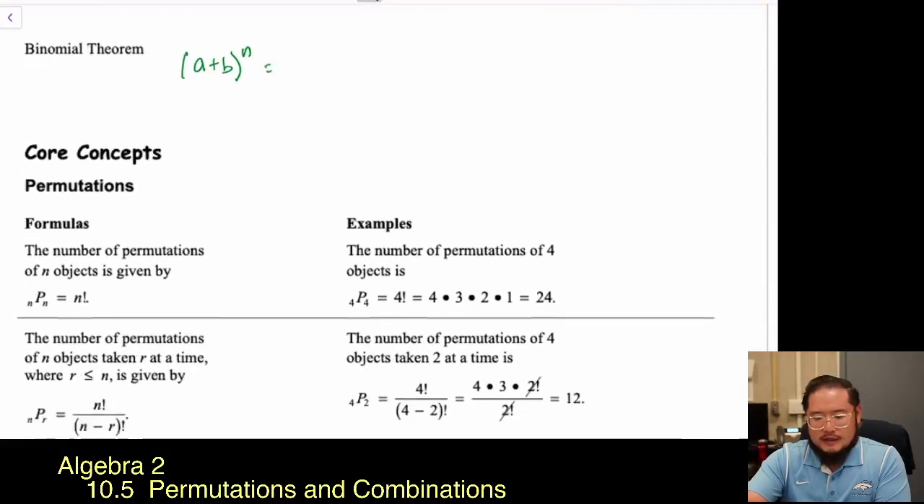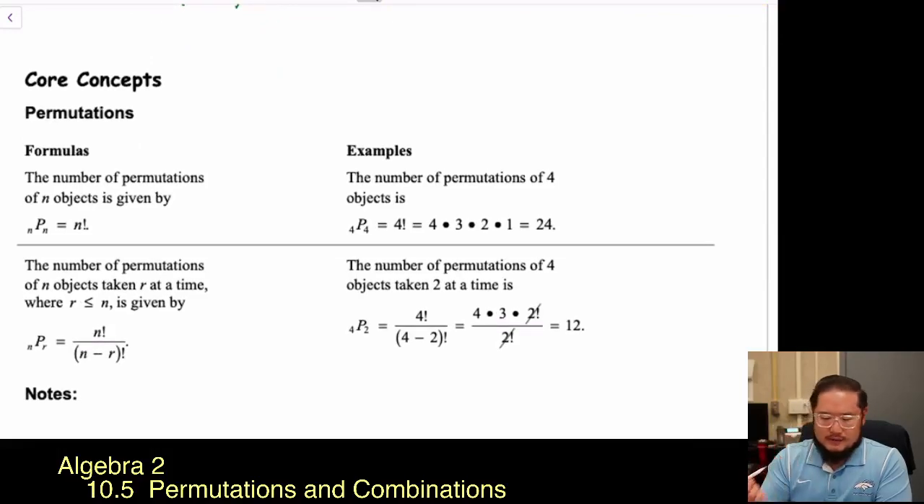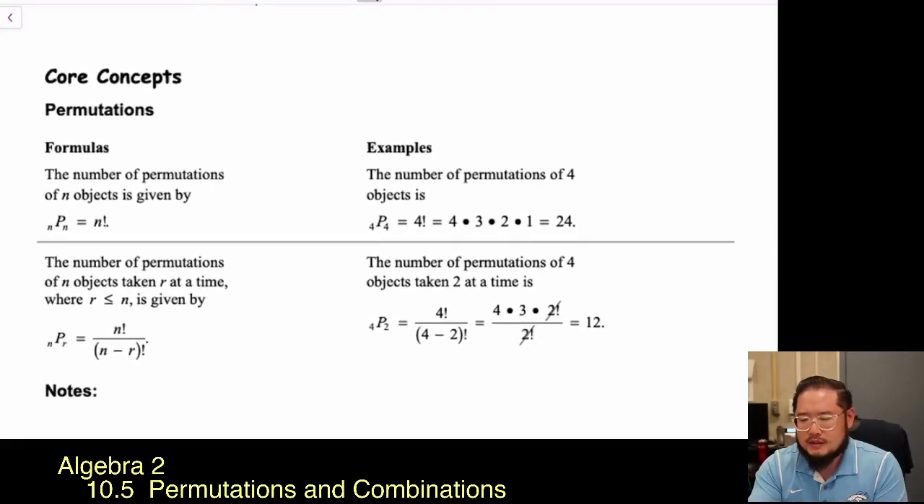So let's take a look at this core concept and the equation that you are going to be using. The first one right here is for permutation, and the formula is n, with subscript n, P, and then n, and this right here represents n factorial. Now, when do we use this? Well, what do they mean by n and n?